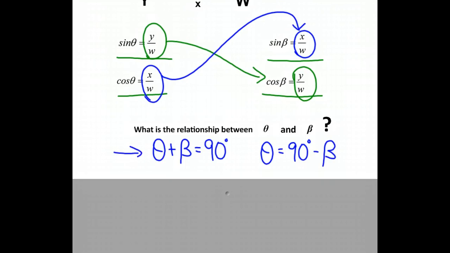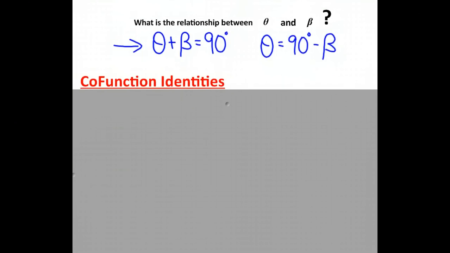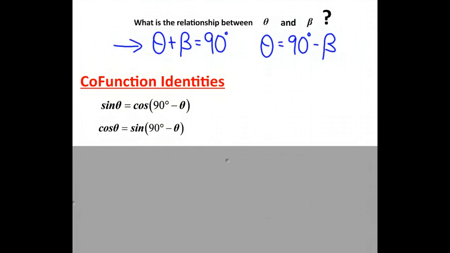Using this relationship between theta and beta, we can develop what are known as the cofunction identities. Since theta is equal to 90 minus beta, we know that the sine of theta is equal to the cosine of beta, which is equal to the cosine of 90 minus theta. And similarly, we know that the cosine of theta is equal to the sine of beta, or we can say it's equal to the sine of 90 minus theta. You should think very carefully about why this relationship holds.